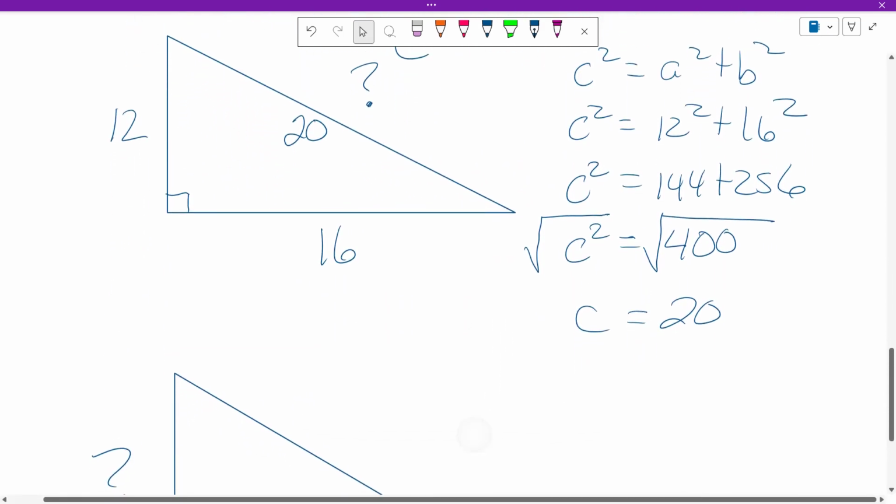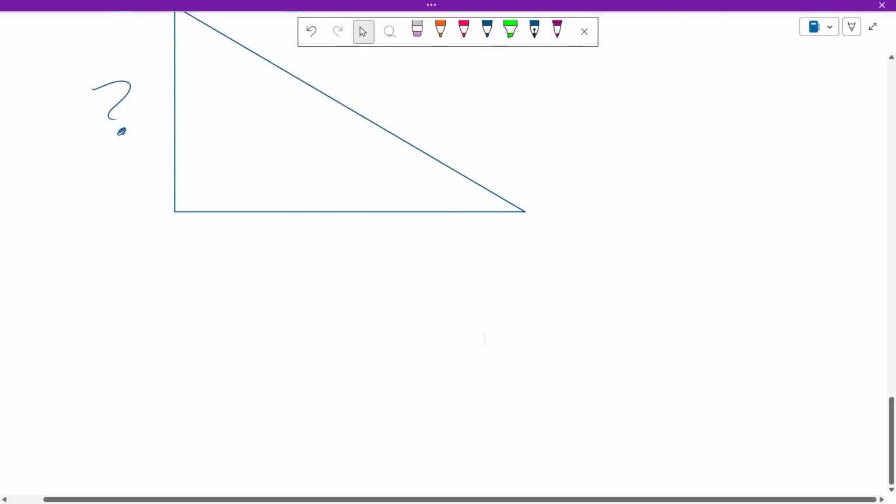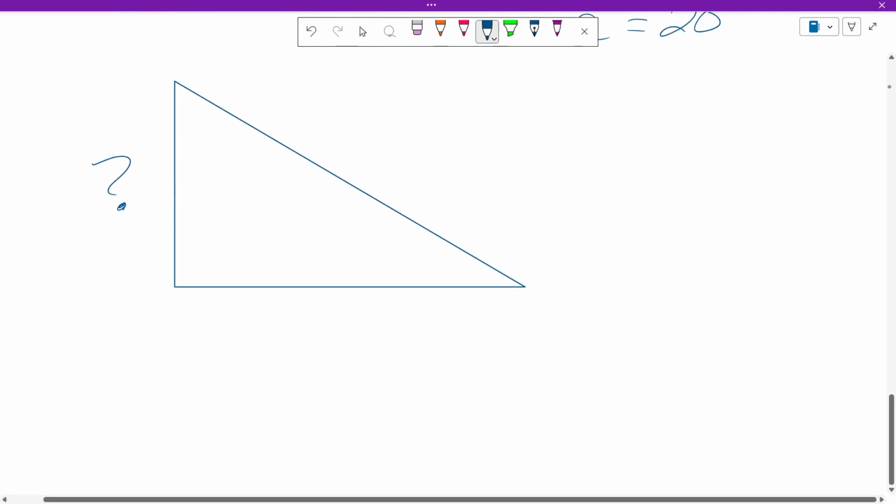16 plus 12 is 28. Oh, my brain is not braining right now. I was saying 16 plus 2.